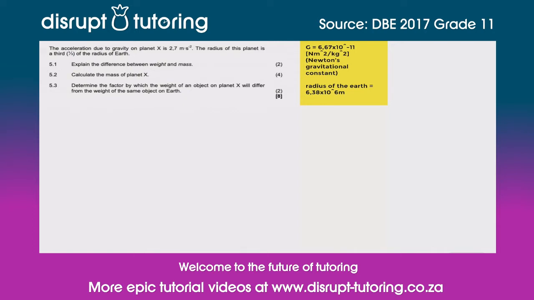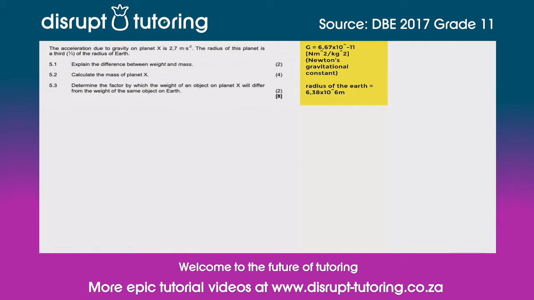Today we're going to deal with the grade 11 2017 physical science paper, and this question is on gravitation. So, some important constants over here. The first one is the gravitational constant, and the second is the radius of Earth, so just keep those in mind during this question. So, for the first question, let's read the question first.